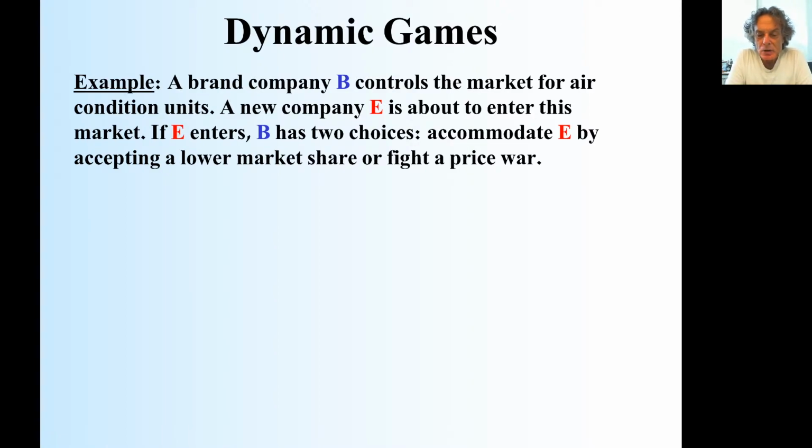A brand company B controls the market for air conditioning units. Okay? A new company E, for entrant, is about to enter this market. If E enters, B has 2 choices. To accommodate E, let's compete with the entrant, by accepting a lower market share. If I have to compete, I have to maybe reduce the price, and I'm also getting a smaller market share. Or I can fight a price war so that the entrant will leave, or by convincing the entrant that that's what I'm going to do, the entrant may not come in.